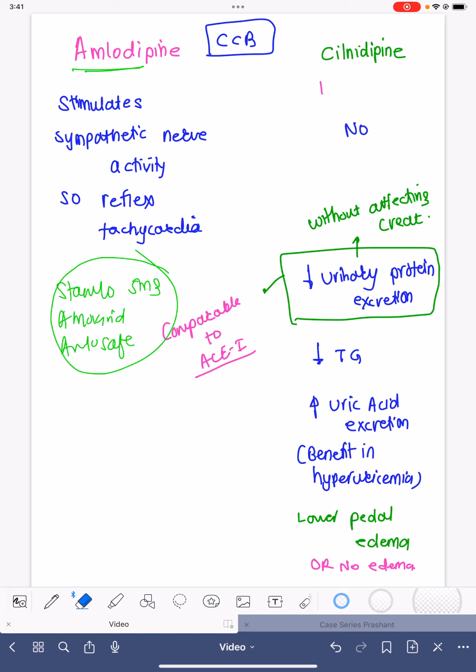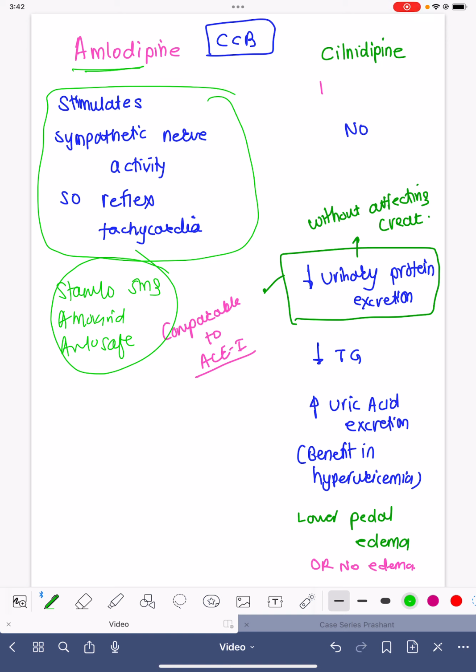Now what amlodipine does is it stimulates the sympathetic nerve activity, and so it causes reflex tachycardia. So reflex tachycardia is the problem with amlodipine. It can increase the heart rate. That is one of the problems with amlodipine, which is not there with cilnidipine. Cilnidipine won't increase the heart rate. It will not stimulate the sympathetic nerve activity, so it will not cause reflex tachycardia.